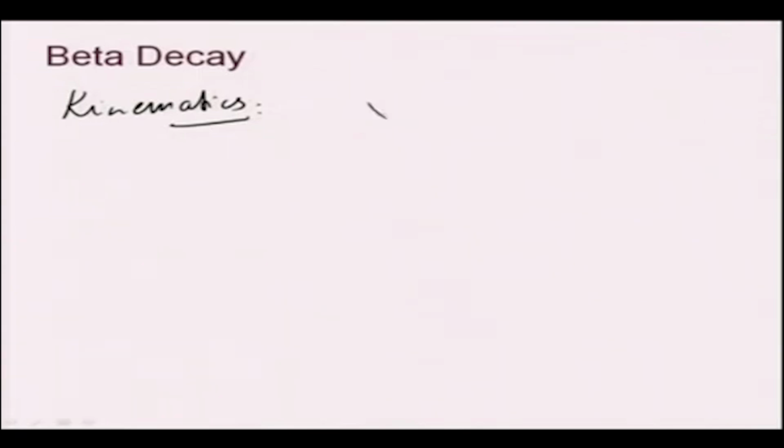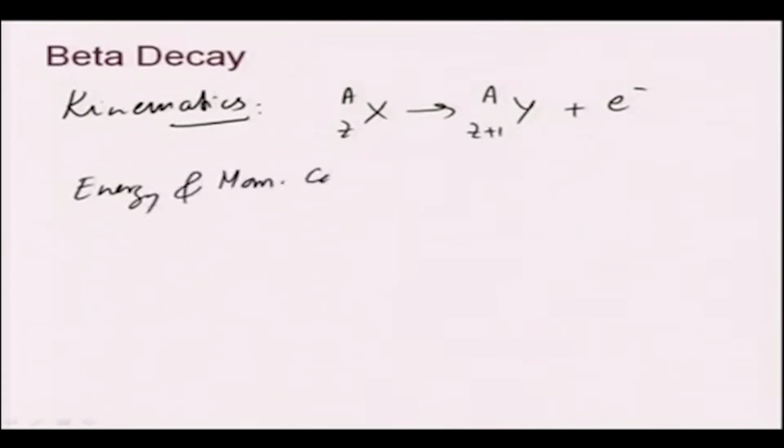Let us consider again the beta decay electron emission. Z A goes to Y Z plus 1 A plus e minus. That is what we know. Now, energy and momentum conservation. So, here this is similar to the alpha particle decay that we discussed in the previous lecture.